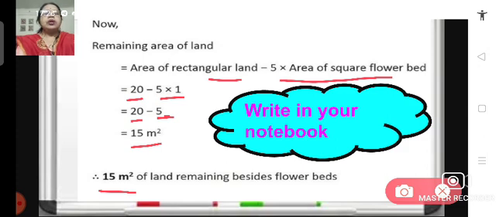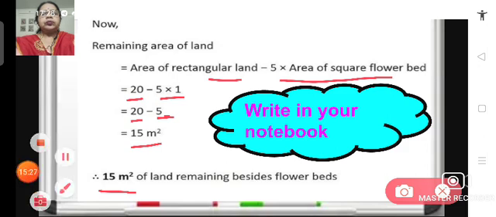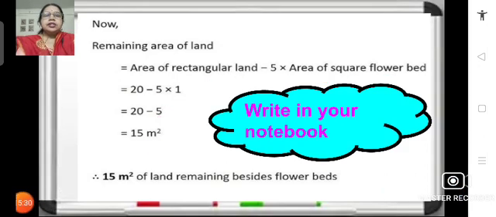Children, please write down all the steps of this problem in your notebook. Children, it is very important that you note down all the solutions of these problems in your notebook, and that too in neat and clean handwriting, because later on when you come back to these problems, you may find it confusing or difficult to understand them. So it is very important that you neatly write all the solutions in your notebook.